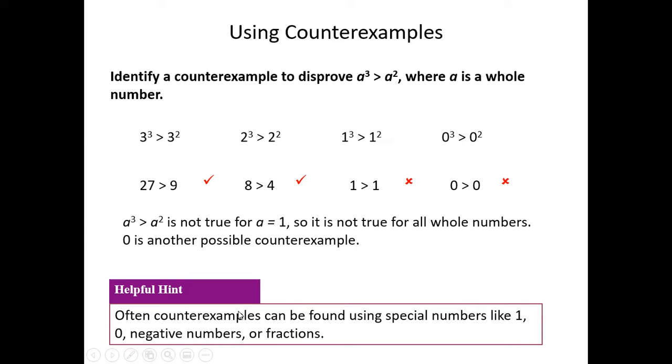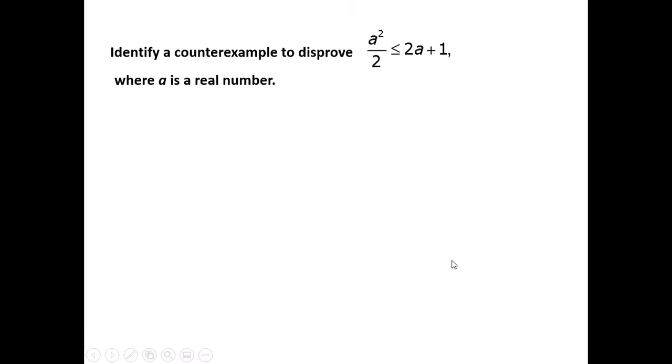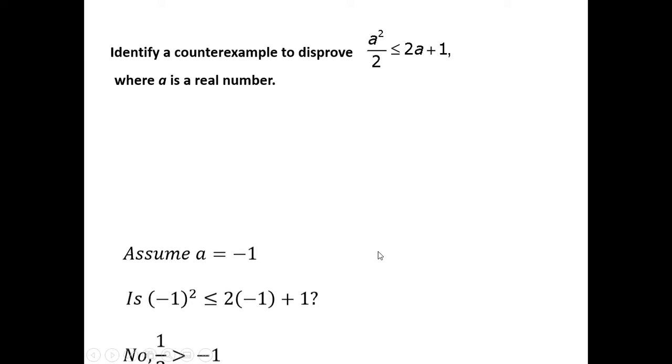So a helpful hint here is numbers like 1, 0, negative numbers, fractions. A lot of these sometimes can help us to find counterexamples. So again, all you need to do is find one counterexample. All right, let's take a look at an example here. Identify a counterexample to disprove a squared divided by 2 is less than or equal to 2a plus 1, where a is a real number.